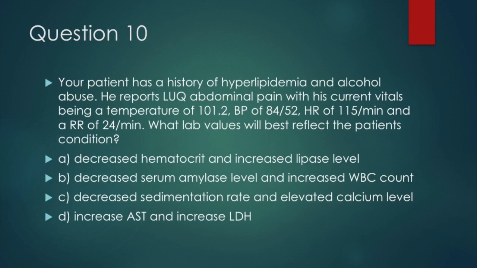Question number 10. Your patient has a history of hyperlipidemia and alcohol abuse. He reports left upper quadrant abdominal pain, with his current vitals being a temperature of 101.2 orally, a BP of 84/52, a heart rate of 115 per minute, and a respiratory rate of 24 per minute. What lab values will best reflect the patient's condition?